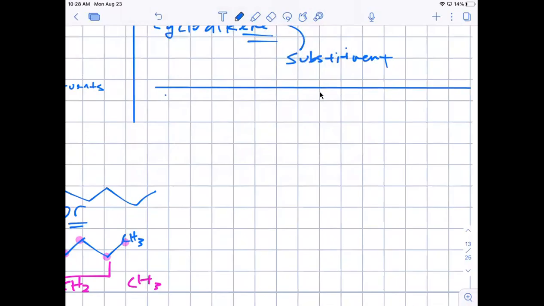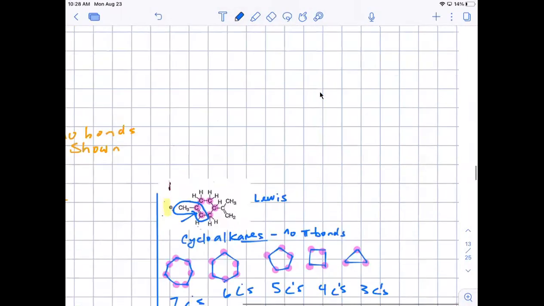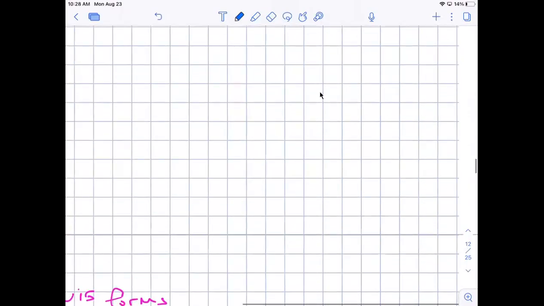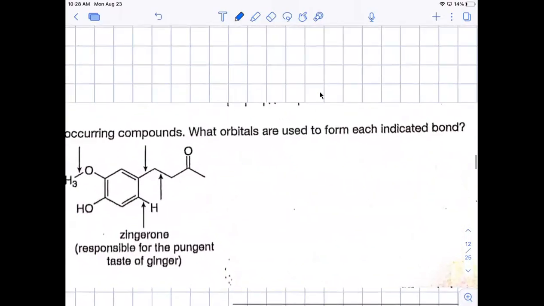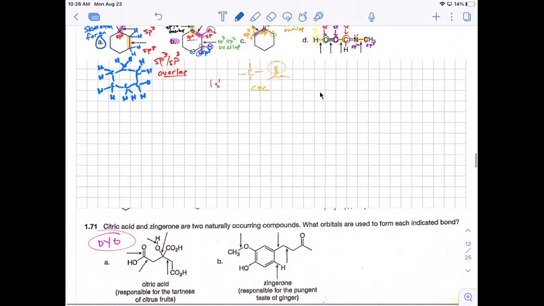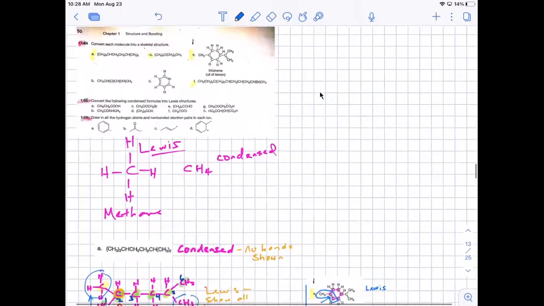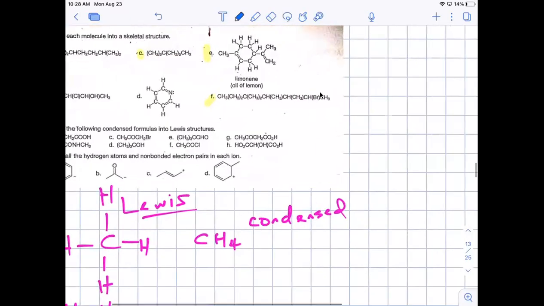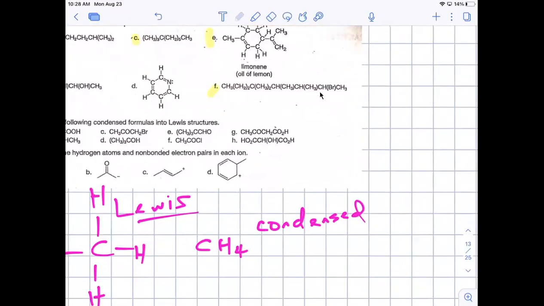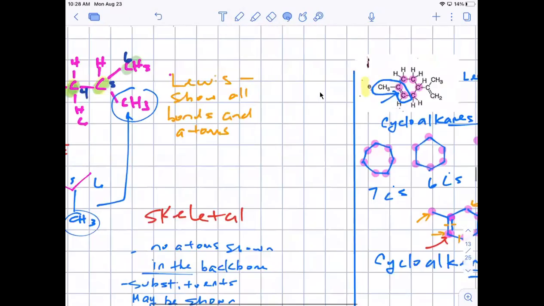All right, let's do the other example from up here. And then we'll zip through a couple of the other ones. So we did A, C, E. Let's do F. F looks like a beast, but we're going to tame it. That's what we do for a living. Tame the beast.